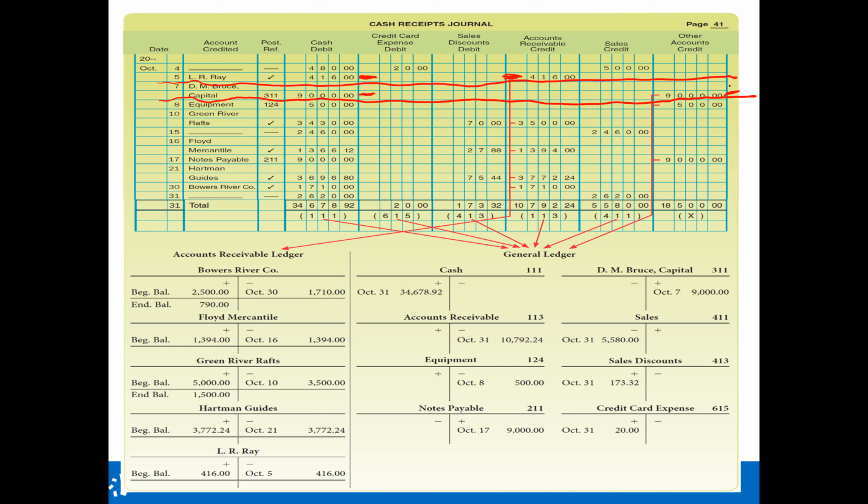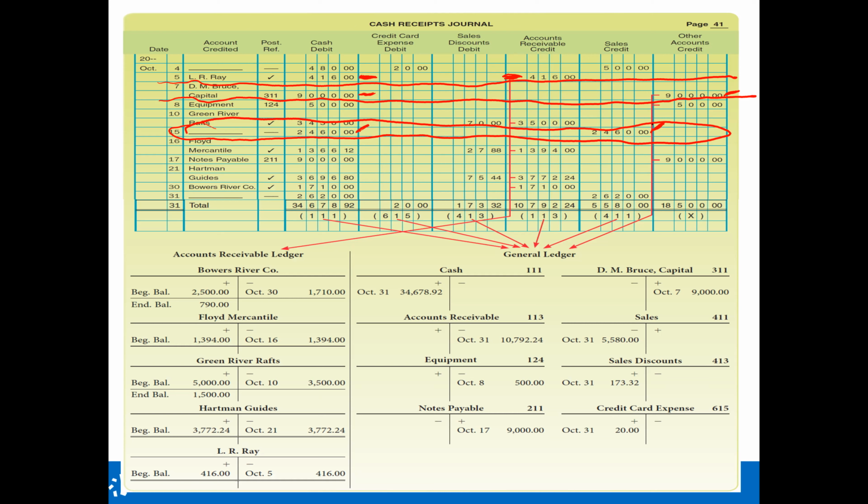I'm not going to go through every line of these, but let's look at one that's a sales credit. So this 2460 right here, 2460. This one was a debit to cash, credit to sales. So that was a cash sale.